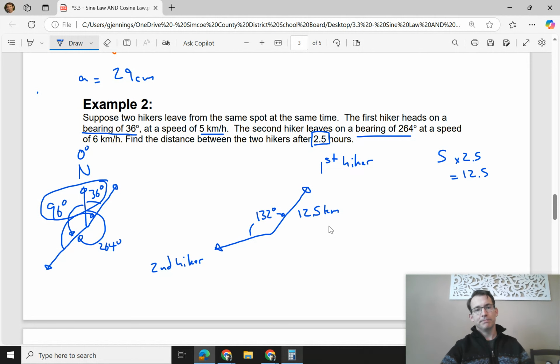Okay, and then the other one is traveling at 6 kilometers an hour. So 6 times 2.5 happens to be 15. So this one is 15 kilometers. So I got my side lengths and I got my angle in between, and I want to know the distance between them. So I'm basically solving for A.